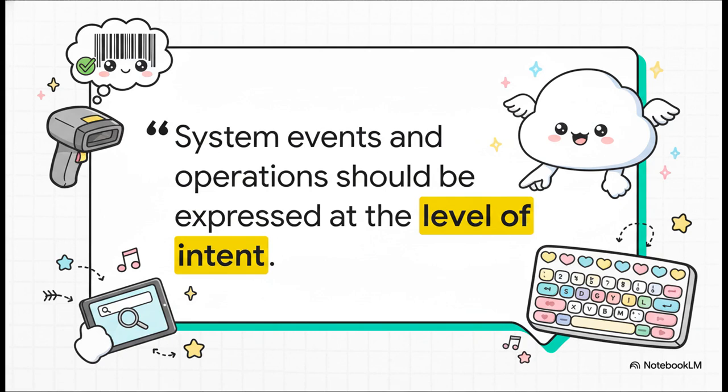This brings us to probably the most important rule of all. Notice the message isn't scan barcode, it's enter item. And that's on purpose. The system doesn't really care how the item was entered, if it was scanned, typed, or looked up. All it cares about is the user's intent, which was to enter an item. Focusing on the what, not the how, is what makes these diagrams so powerful for design.